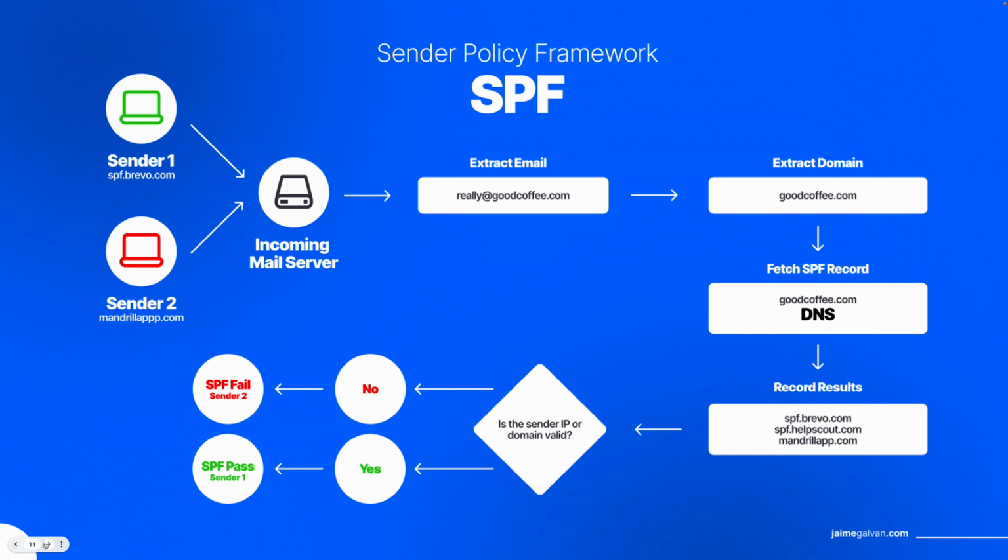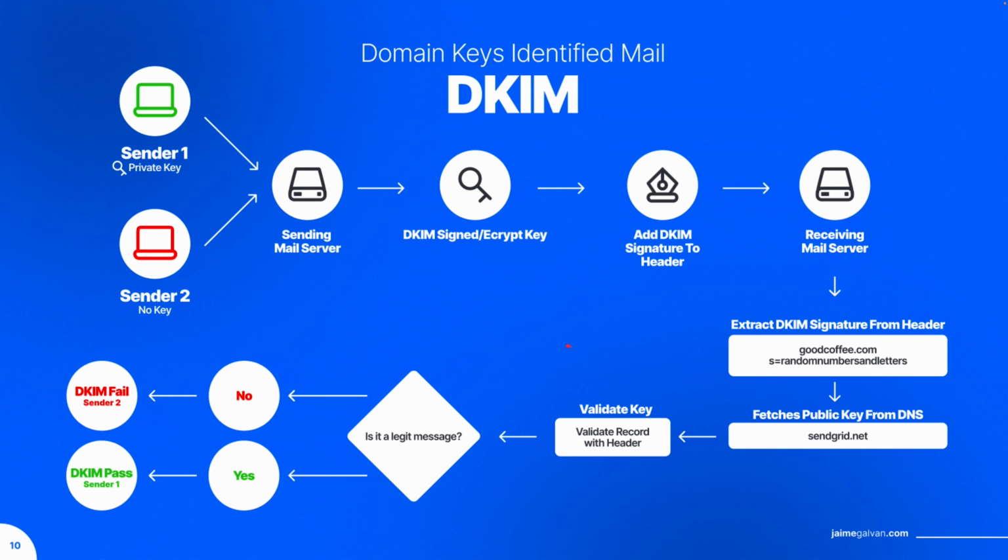All right, so now next is DKIM. It's just again another layer. You have your real sender and then your fake sender. It's going to sign the DKIM, add the signature, and then the receiving mail server is going to extract all that information and the key, and then validate the header and the record, and say, okay, was that legit or not? And then that's where it goes to fail or it goes to pass. This one fails because the key does not match. This one passes because it does have a key that does match.